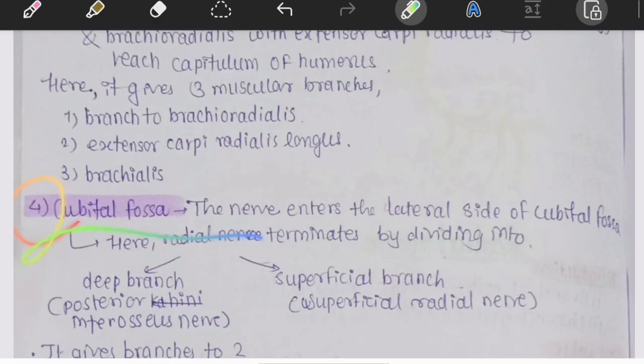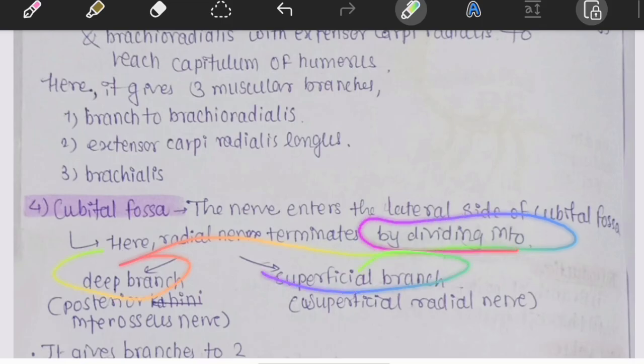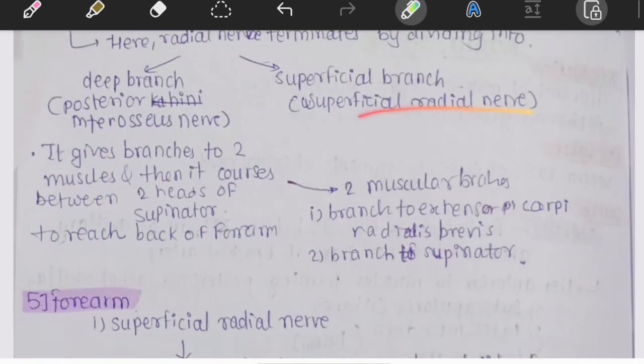In the cubital fossa, the nerve enters the lateral side of the cubital fossa. Here the radial nerve terminates by dividing into a deep branch and a superficial branch. The posterior interosseous nerve is the deep branch and the superficial branch is the superficial radial nerve.